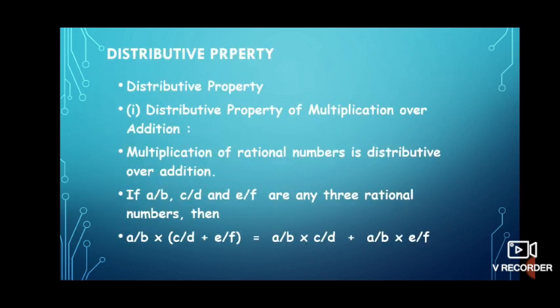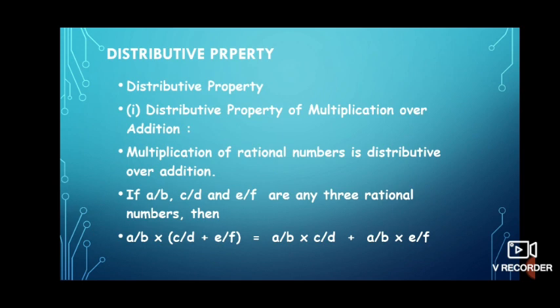Okay, next, distributive property, which is one of the important properties; wherever you go, in mathematical operations, most will depend upon this distributive property. What is meant by distributive property? If we have three rational numbers, a by b, c by d and e by f, and we have a by b into c by d plus e by f, then we can write it as a by b into c by d plus a by b into e by f.